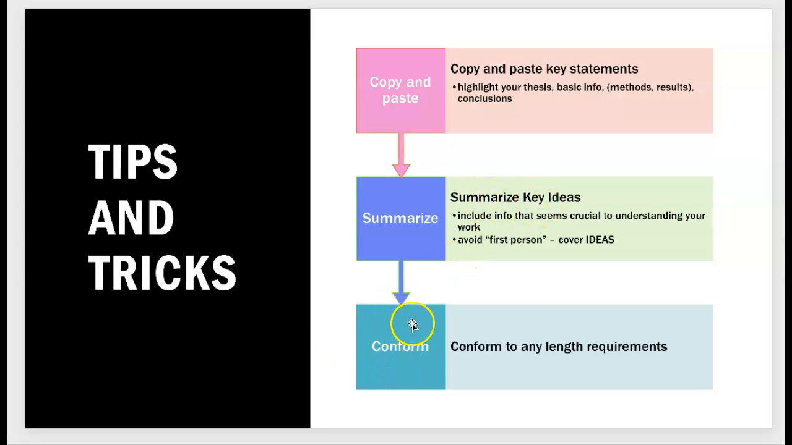And then, like I said, when I was talking about brevity, you want to conform to any length requirement. So depending on the type of abstract that you are writing, some can be longer than 200 words, but for the particular components for this assignment, I do not want anything longer than 200 words for your particular abstract. So keep that in mind.